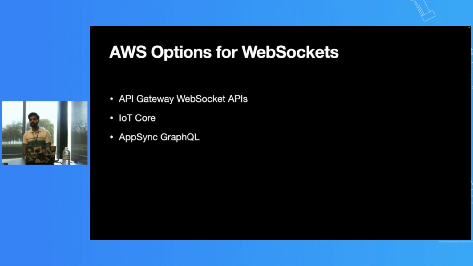AWS offers a few ways to set up WebSocket APIs. API Gateway provides WebSocket APIs. They're highly customizable, but it requires you to manage connections and write all the backend logic yourself. IoT Core provides WebSocket endpoints. However, they're geared more towards IoT devices and use MQTT as their protocol, which is great if you're using it for a sensor or another IoT device. But if you're trying to use it in a web platform, you have to manage that complexity somehow.